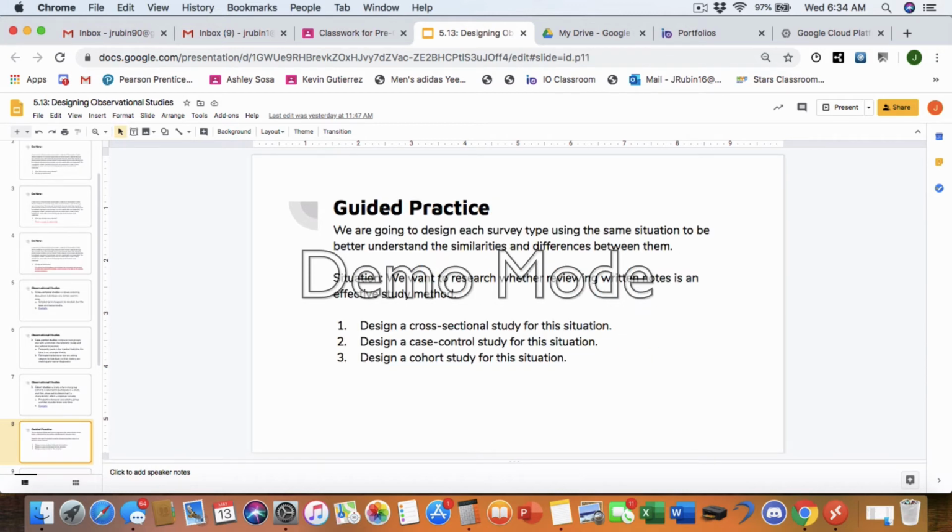To help you think about these three different studies, what we're going to do today is use the same situation, but then design different studies based on that situation. For this example, you want to research whether reviewing written notes is an effective study method. You're going to take that situation and design those three studies for it. When you're done, come back and review your responses.